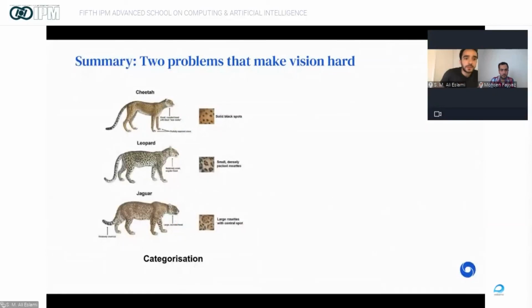Okay, I want to end the talk by making a claim, and maybe some of you will agree with this and maybe some of you won't. And the claim is that vision is hard for two very different reasons. One reason is that as humans, we care about categorization of things in the world. Like we care about the differences between cheetahs, leopards, and jaguars. And we give very different names to them, and we want systems that can identify these differences.